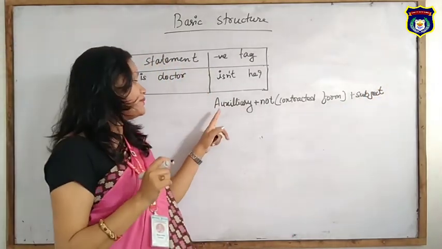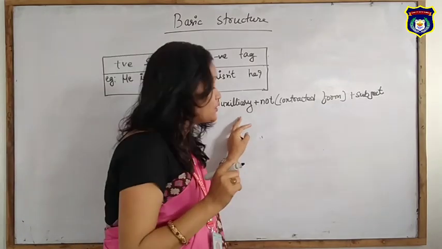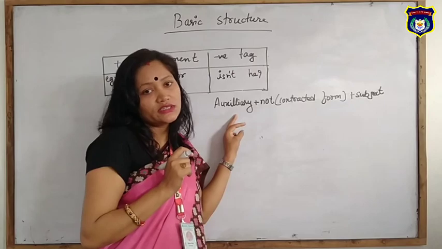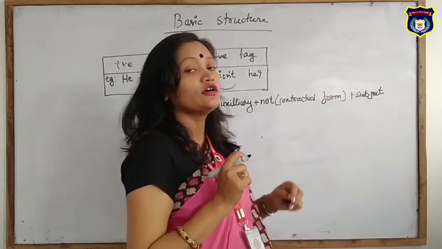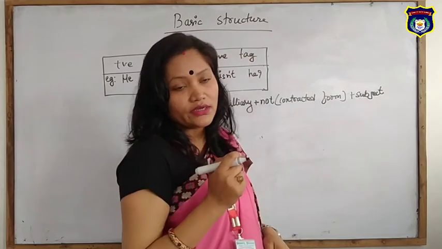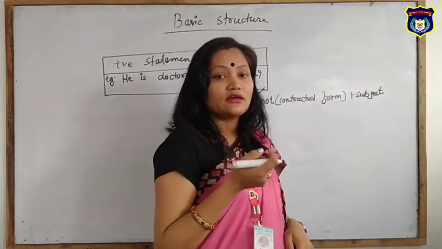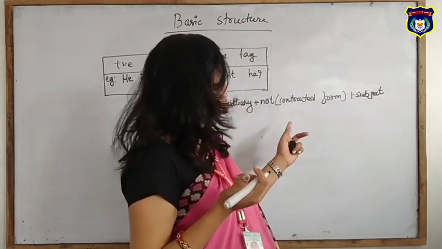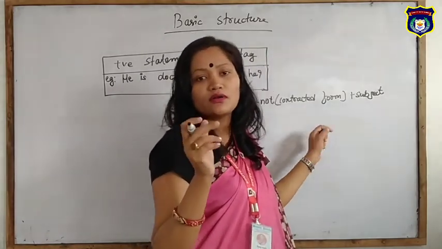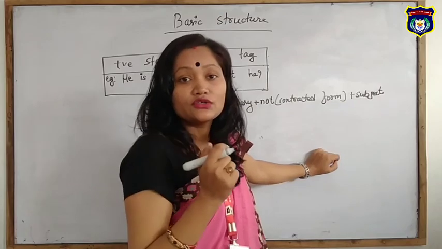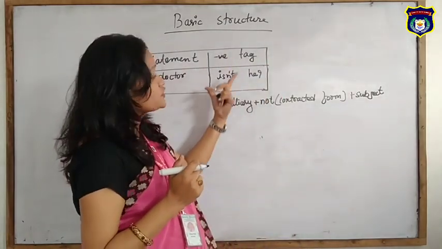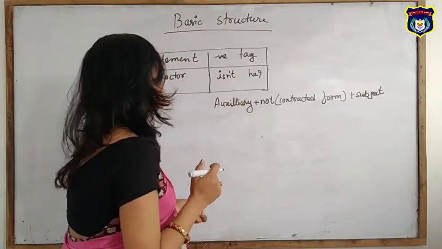Now the auxiliary verb has basically two forms. The first one is the primary and the second one is modal. Now the primary verbs are like is, am, are, was, were, has, have, do, did, does, according to the form of the verb. And the next one is the modal verb. Now modal verbs are basically like can, could, may, might, shall, should, all these things. So we must follow this basic structure.